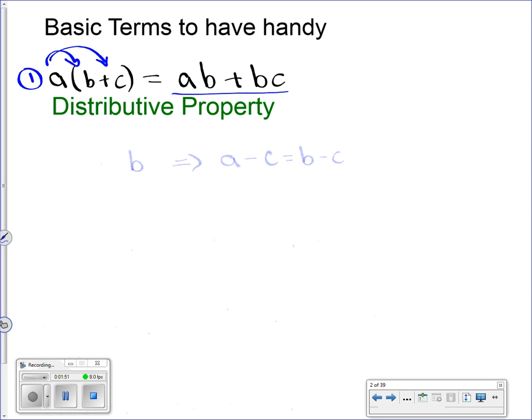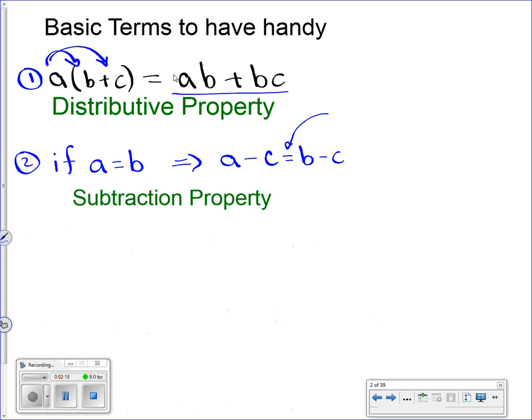All right, the next property that I want you to know is this one. If I have something like A equals B, and I subtract a number from both sides, then I still have equality. It doesn't become less than or equal to or something like that. It stays equal. That's called the subtraction property, and you use that often when you're solving an equation. Sometimes you have a 3 on one side and you want to get it off, so you subtract 3 from both sides, and it still stays equal. We don't have to change this sign in any way.